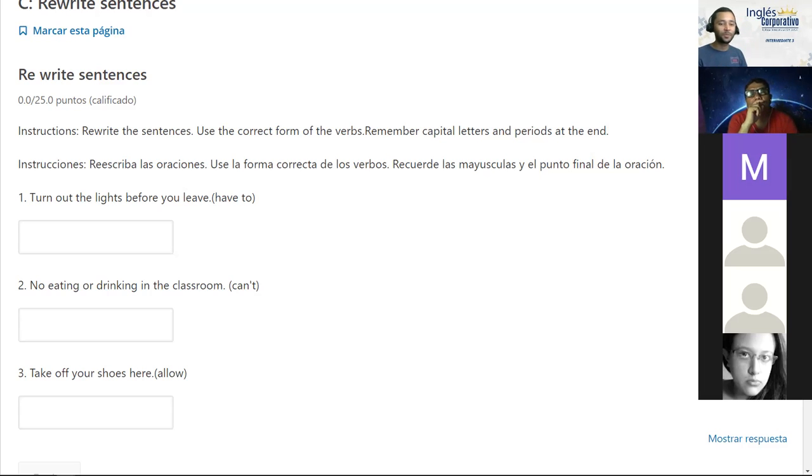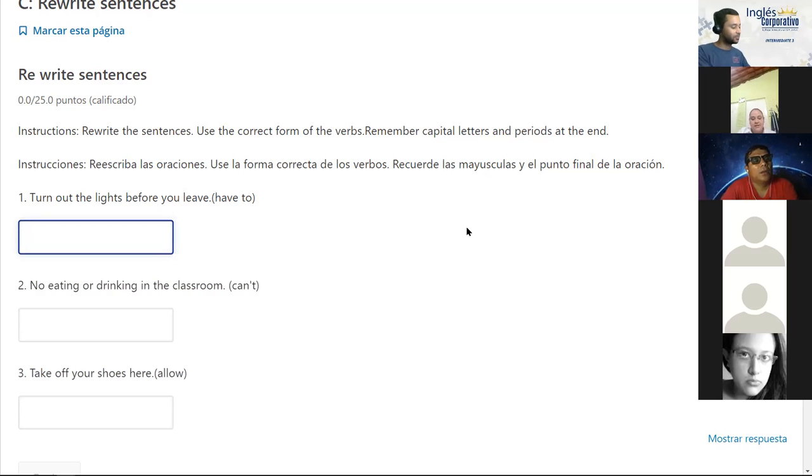Veamos la número uno, uno por uno. So, turn out the lights, que es como turn off the lights before you leave. Luego tenemos have to. Have to expresses an obligation. If you remember, I think that was section two of this level. Ok, have to. ¿Cómo nos quedaría esa? Veamos. ¿Alguien que le haya salido bien, que nos quiera ayudar? You have to turn out the light before you leave.